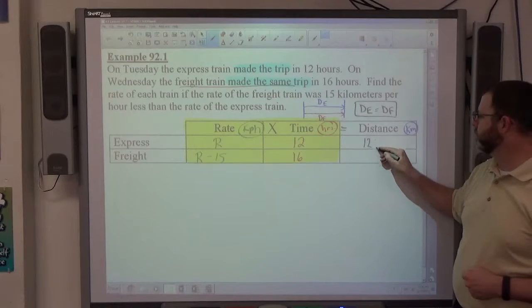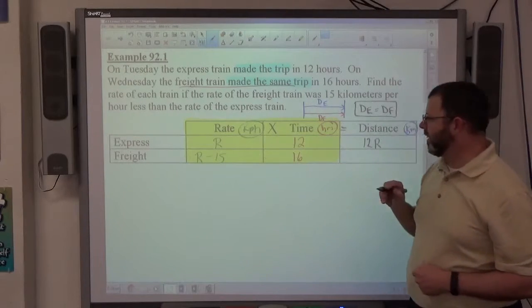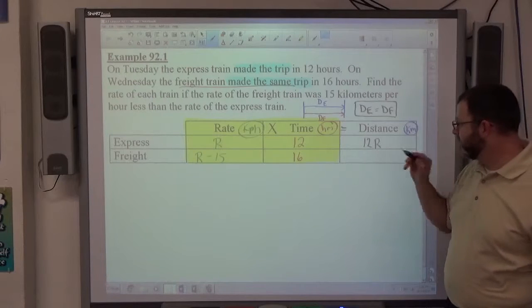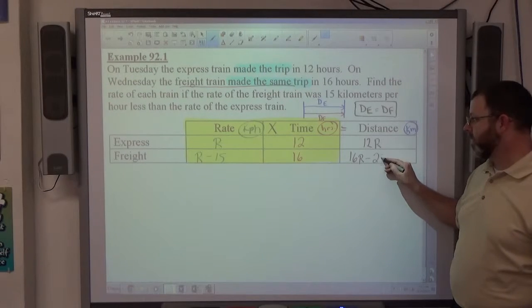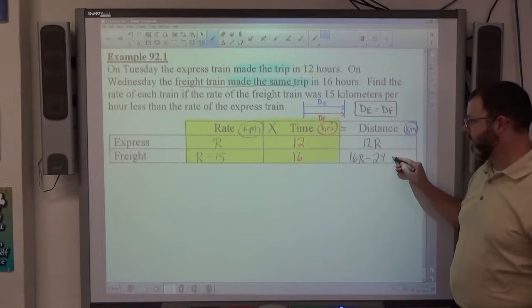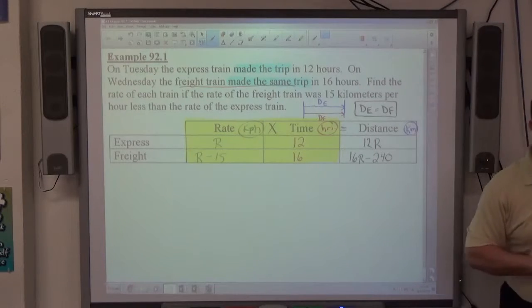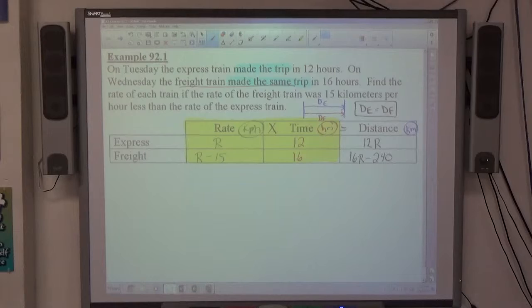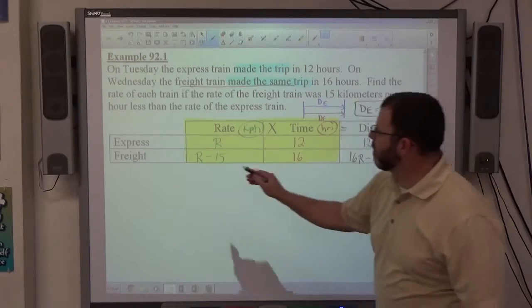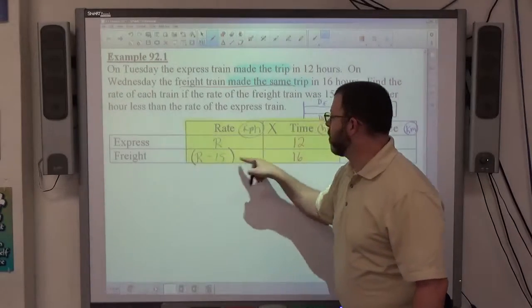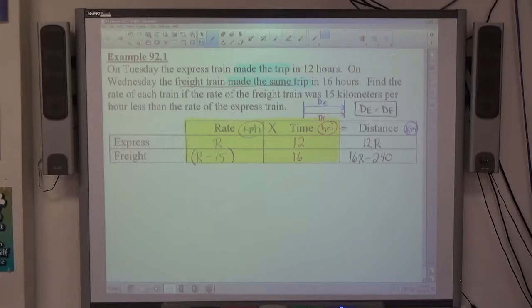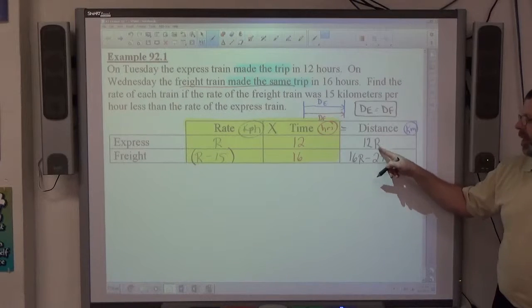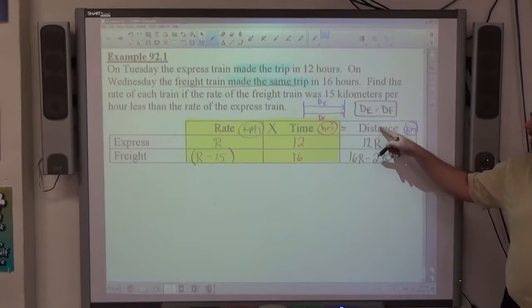And what's r minus 15 times 16? 16r minus 240. 16r minus 240. It says r minus 15 is a binomial. I have to multiply 16 times both pieces: 16 times r and 16 times negative 15. So 16r minus 240.